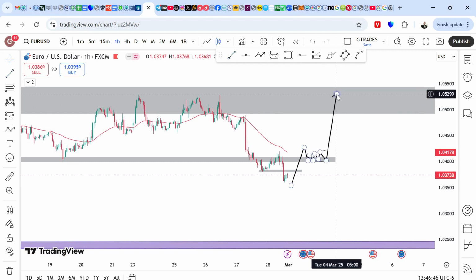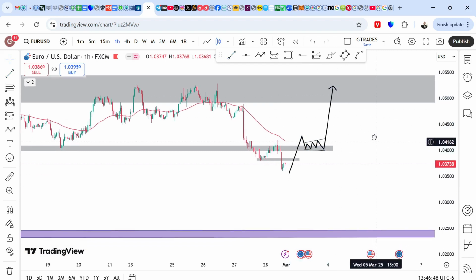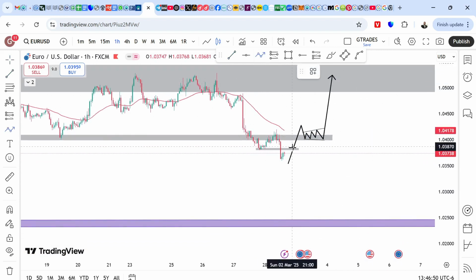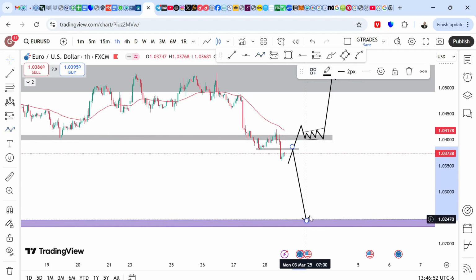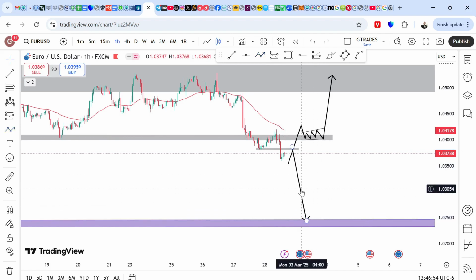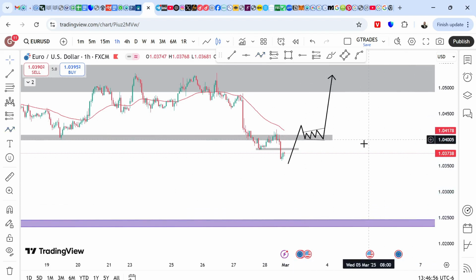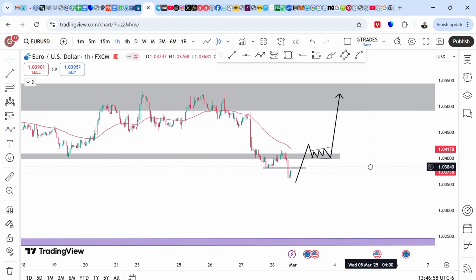I'll be willing to take my profit. I won't be willing to hold this trade for long, but if I see a sell setup, then I'll be willing to hold my position for more than a day or two, or even a week plus, as the market continues to give me good structures. So this is what I'm expecting on Euro USD, right?